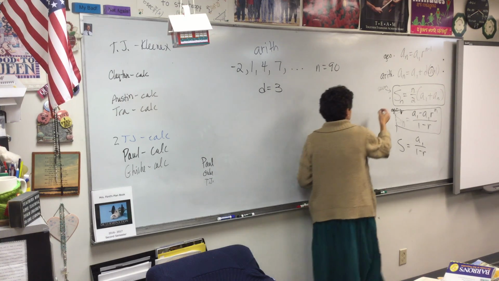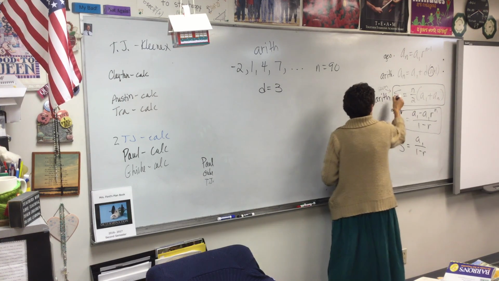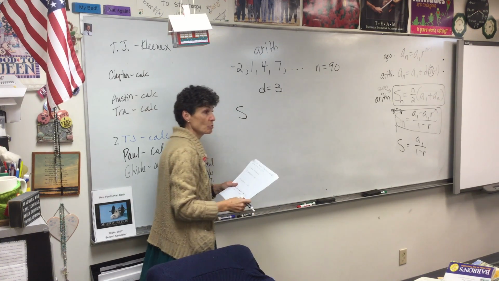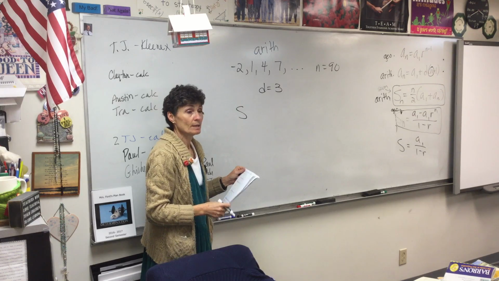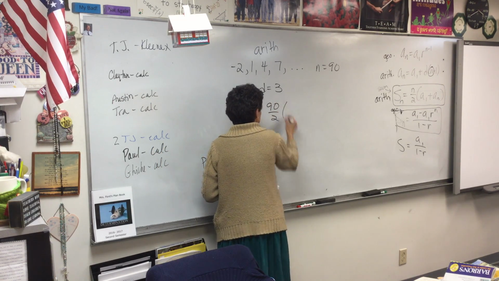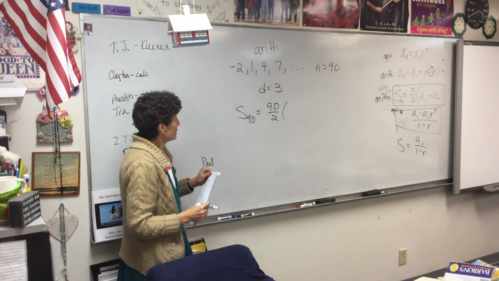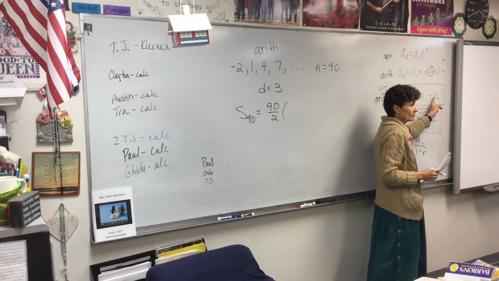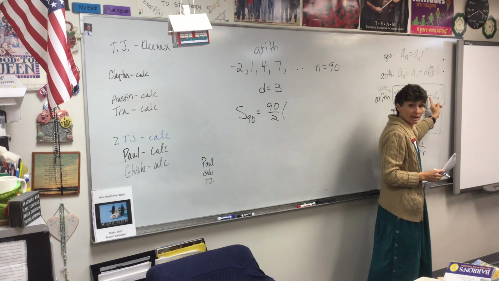So remember, this is the arithmetic one. So how many are we adding up? The problem tells us, what is n? 90. So adding up 90 of them. So 90 over 2. Now in the formula, what are these? What goes here? First and last, right?